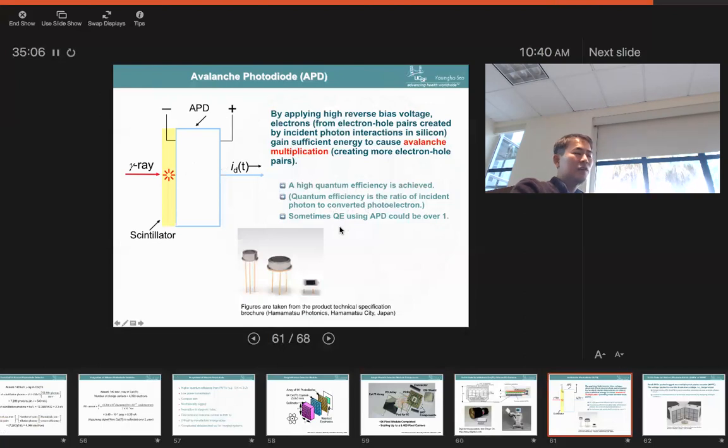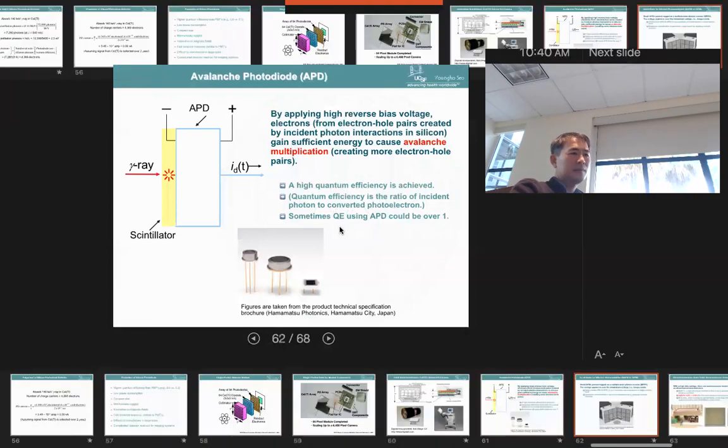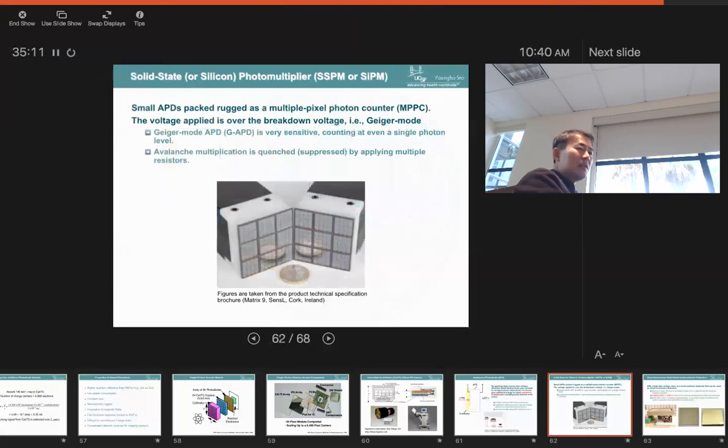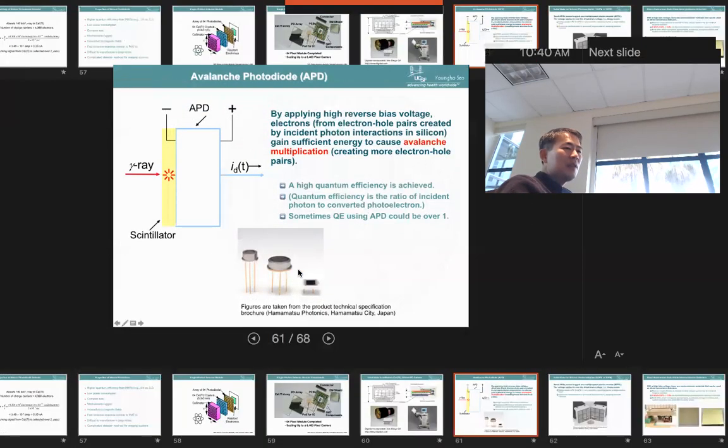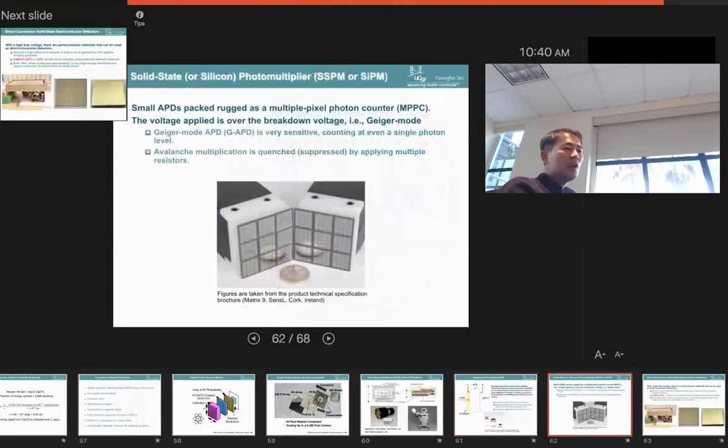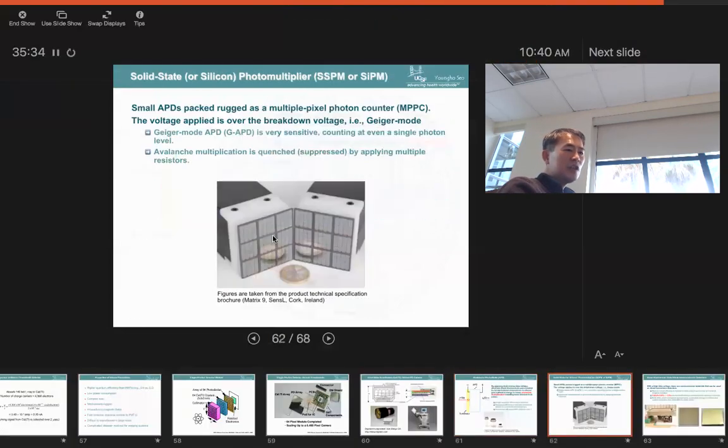But again, the large area is a problem. So what people have done after this is to make this solid state photomultiplier. This is actually, again, the combination of mini APDs tiled up together, but also applying a little higher voltage than the usual operating voltage of APD to make each individual cell. Even there, there are mini cells of avalanche photodiode. There are a lot of small mini APDs there.